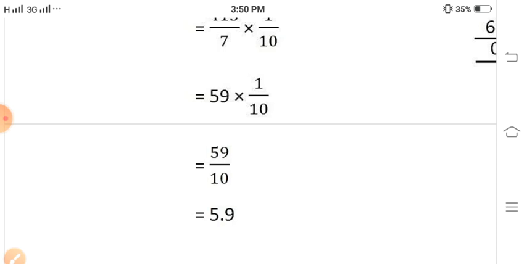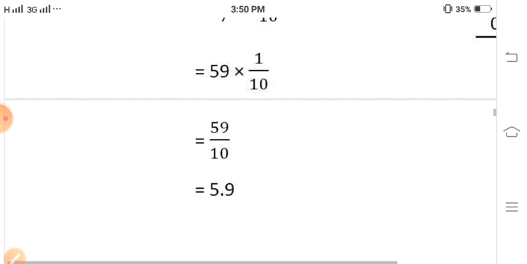59 upon 10. Now in the denominator there is 10, so we will leave one digit from the right hand side, so it equals 5.9. Therefore the mean rainfall is 5.9.